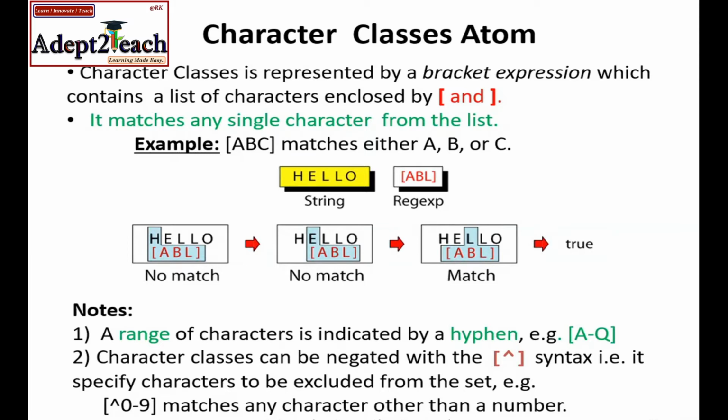Likewise, if I want to negate the output, that means let's say in the first place I put a negation sign. Here I put a negation sign. Then what will it do? Other than A, B, L, if there is any other character, then it will match. So this caret operator will be used for negating any of the characters.